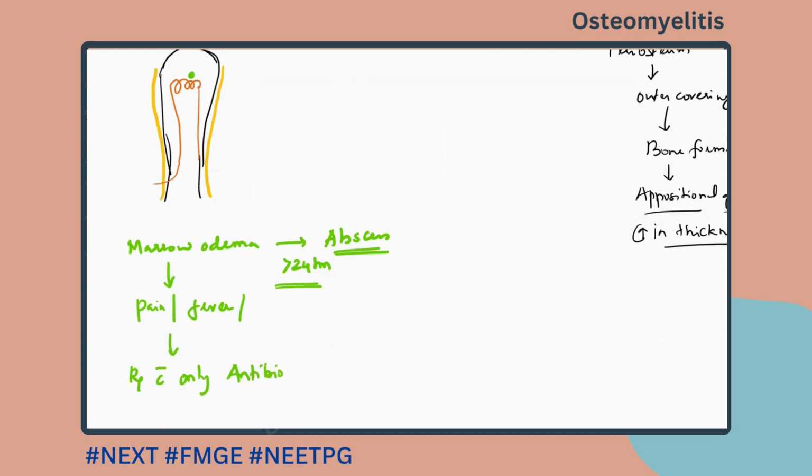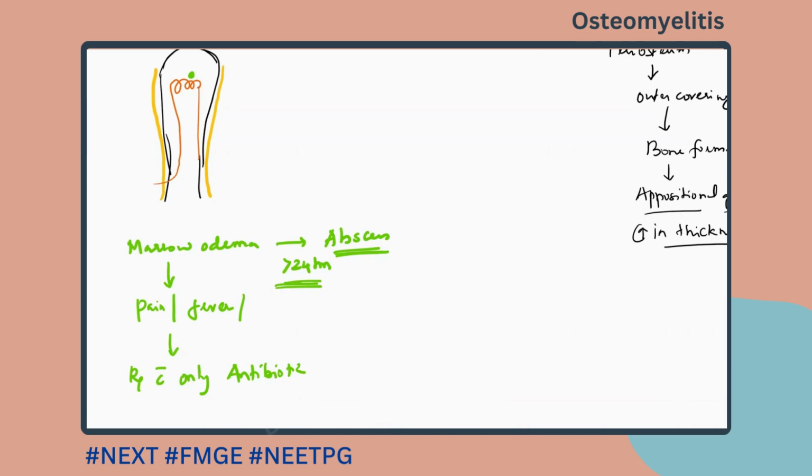Can you understand this? See, the organism enters the bone, infection starts, and the abscess formation process usually begins after 24 hours. So before 24 hours, within one day, if you diagnose that the patient has osteomyelitis, then you can treat the condition only with antibiotics. But once abscess formation starts after 24 hours, the abscess has to be drained.